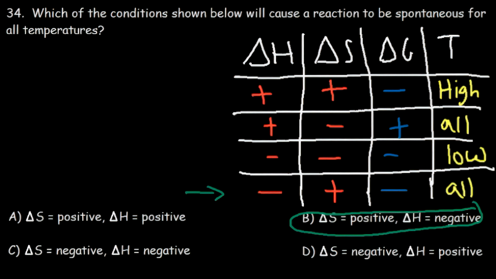Now you might be wondering how you can get this information without committing this to memory. If you can commit this to memory, that's great, but we need to come up with a way to figure this out. So let's say delta H is about 10,000 joules per mole, or let's say 10 kilojoules per mole. And let's say delta S is about 0.1 kilojoules per mole per Kelvin.